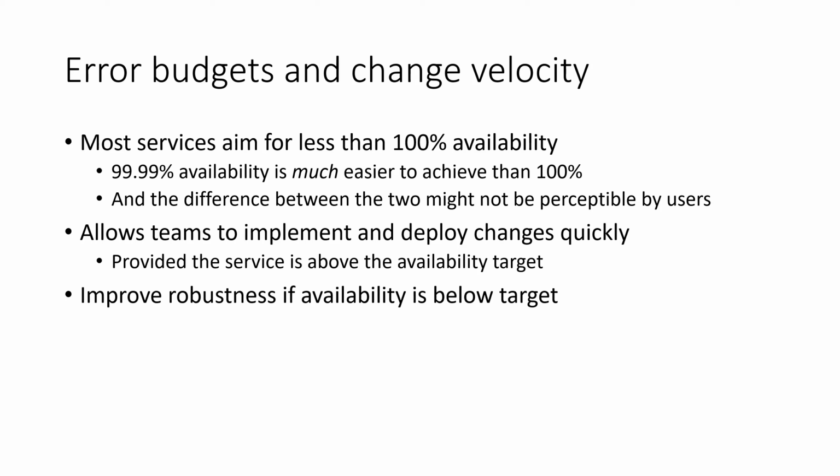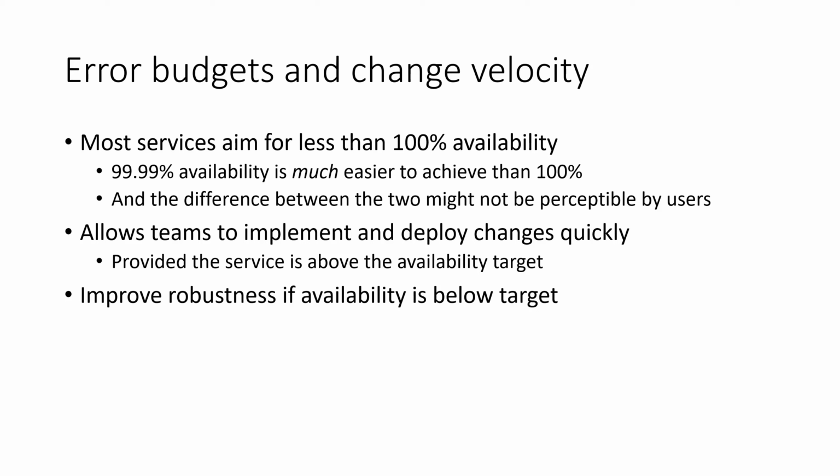Another approach in Google is that of assigning error budgets to applications to allow them to change more frequently. Most services aim for less than 100% availability. This is because achieving 100% availability requires a lot of effort. So if you can operate with 99.99% availability, then that's much easier.